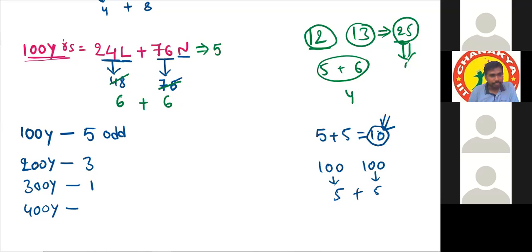Sir, I have a doubt. If 200 years is 3 odd days, then 300 will be like 3 plus 3, right? 300 or 400? 300. Here 300 years means 100 plus 100 plus 100, so 5 plus 5 plus 5. Why 3 plus 3 plus 3? From where is it? 200 has 3 odd days, right? Then how can you say 300 means 200 plus 200? It will be 400, right?